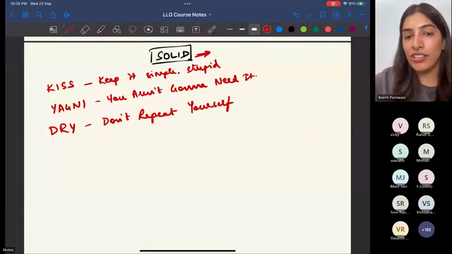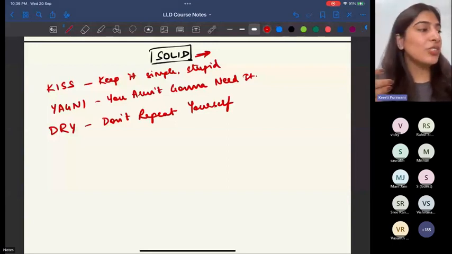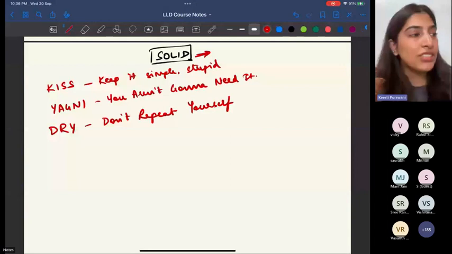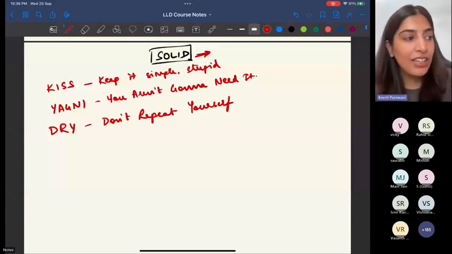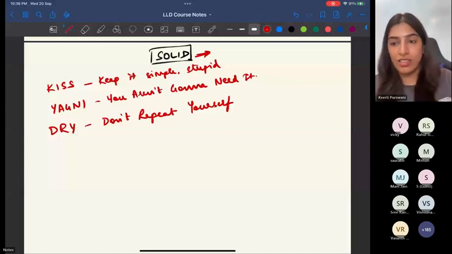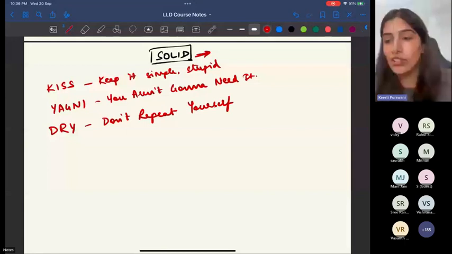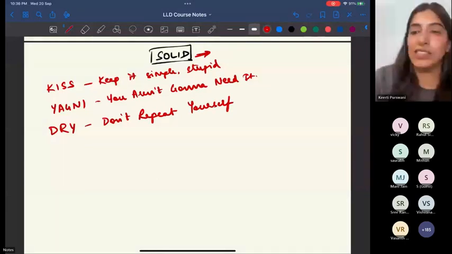Don't repeat yourself. Mithun is saying, can you repeat DRY? So DRY means don't repeat yourself. There should be no repetition, no redundancy. Whatever code you have written, you should be able to reuse it, right? Even for testing, even for documentation, the code part, just don't repeat it anywhere. Your code should be reusable, as simple as that. Make sense?